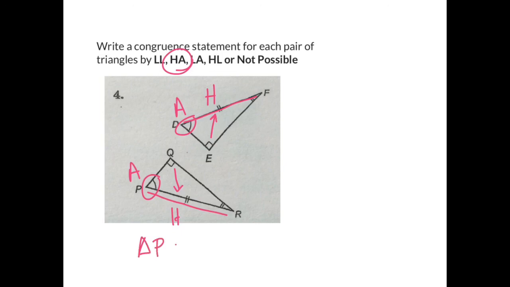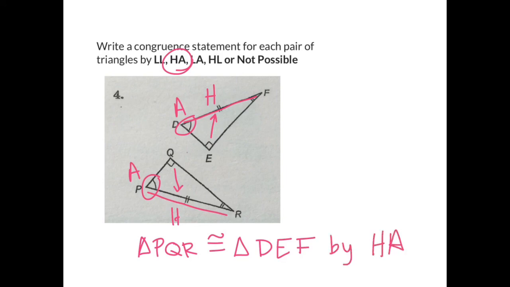Triangle PQR is congruent to triangle. So I started with the single angle marker, so I'm going to go D, then I went to the right angle. So triangle PQR is congruent to triangle DEF by hypotenuse angle.